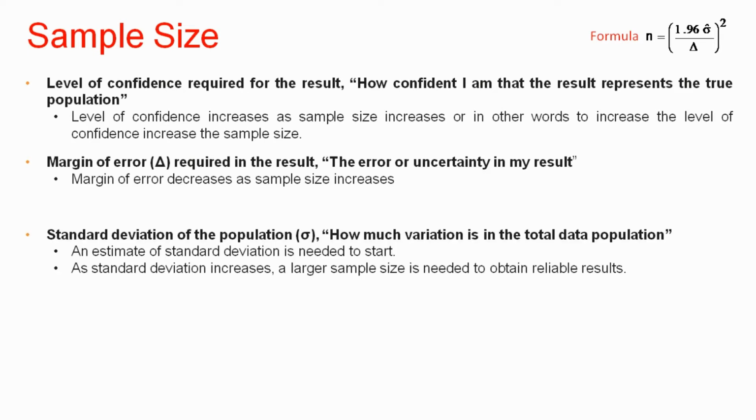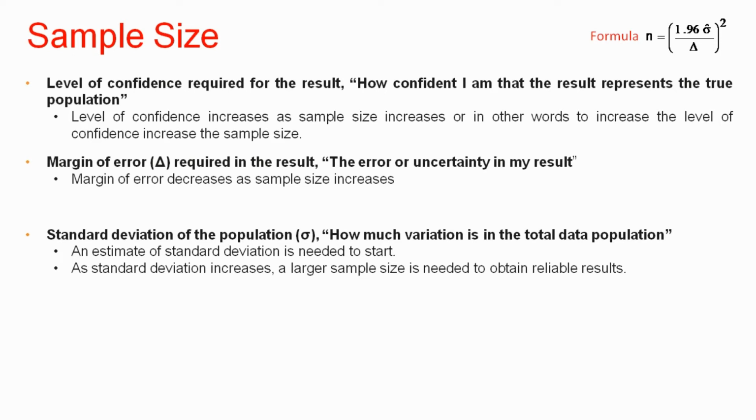Standard deviation of the population: how much variation is in the total data population? An estimate of standard deviation is needed to start. How can you do that? You need to pick up a sample of 30 data points from the population, calculate a standard deviation, and put the standard deviation in the formula to calculate the sample size. As standard deviation increases, a larger sample size is needed to obtain a reliable result.